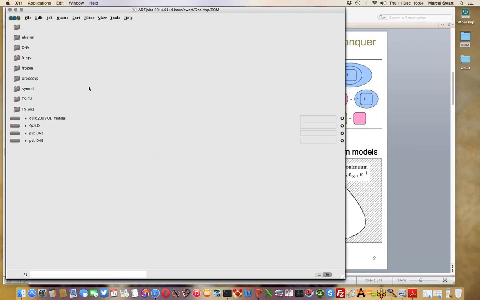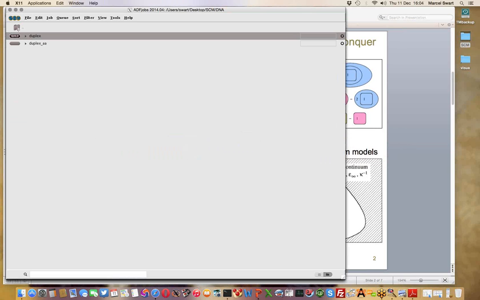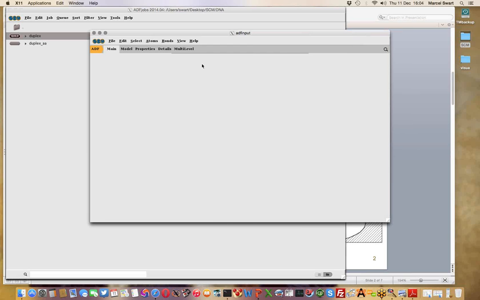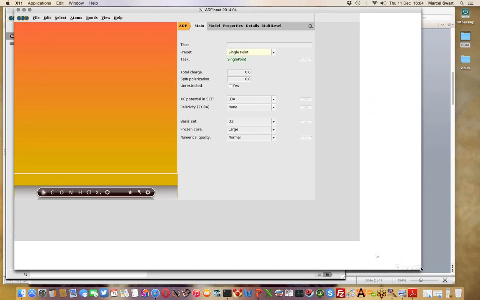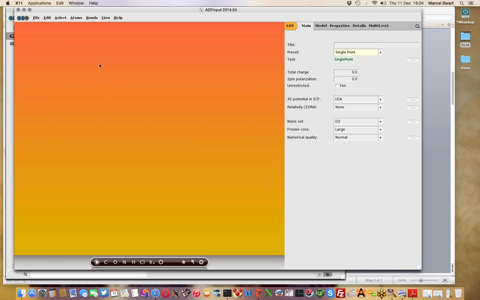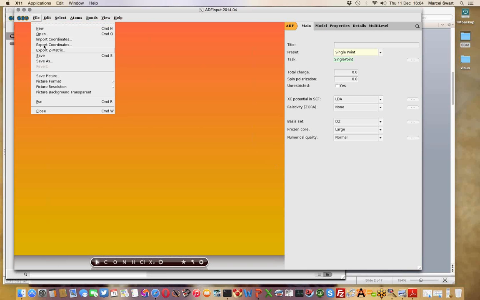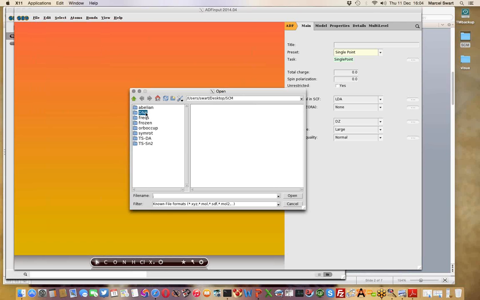I will show you now the more realistic structure, where you actually have the bases, so a DNA duplex.